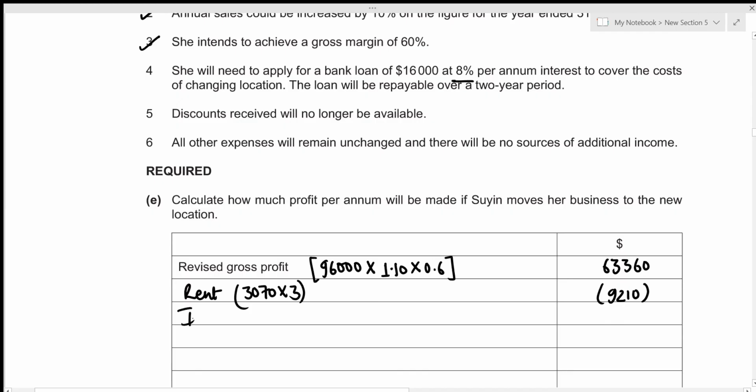So interest charge is going to be 8% of 16,000. So that's 16,000 into 8%, which we can write as 0.08. So this amount is going to be 1,280. And we will also need to subtract this amount because this falls under the overheads category, right? So we've made use of the fourth information.